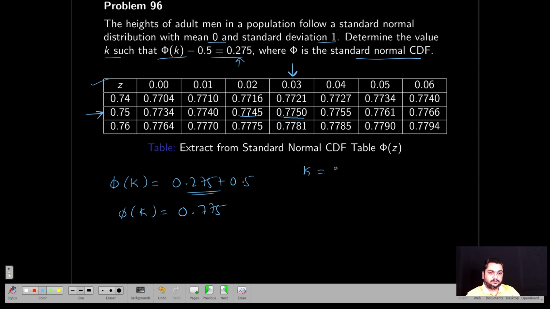That means, how to read this: for 0.75, you have to add the column values. This actually means 0.75 plus 0.01, that is the value that we have, plus 0.03. So K will be 0.78. This is the answer. What it means is, for the Z value 0.78, I will get this CDF value.